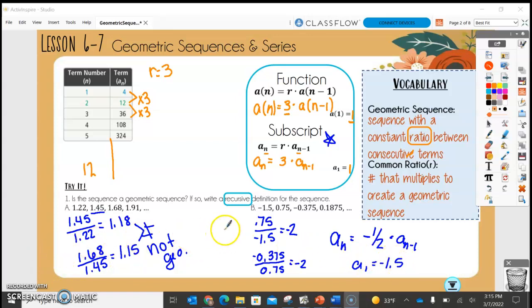This example's in your packet, and most of the time a geometric sequence isn't quite as yucky of a ratio. But the way to check if it's geometric in the first place is to divide the term ahead by the term behind it and see if they match. We do note that negative 1.5 divided by 2, or times a half, would make 0.75. So our R value is negative 1/2. And we wrote it in subscript notation here.